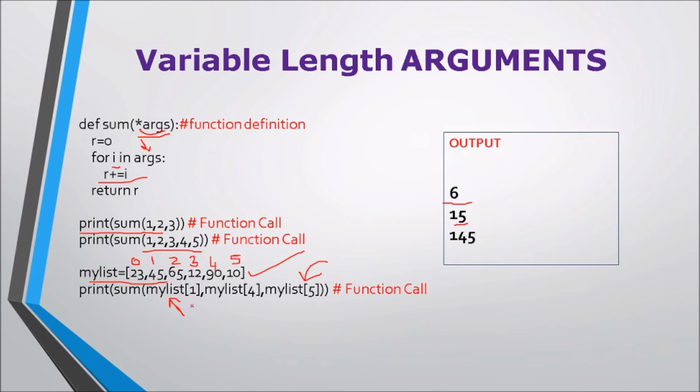So when we call print sum of my list of 1, my list of 4, my list of 5, my list of 1 refers to 45, my list of 4 refers to 90, and my list of 5 refers to the value 10. So it is the same as calling print sum 45 comma 90 comma 10. So 90 plus 10 is 100, 100 plus 45 is 145. So we get a value 145.